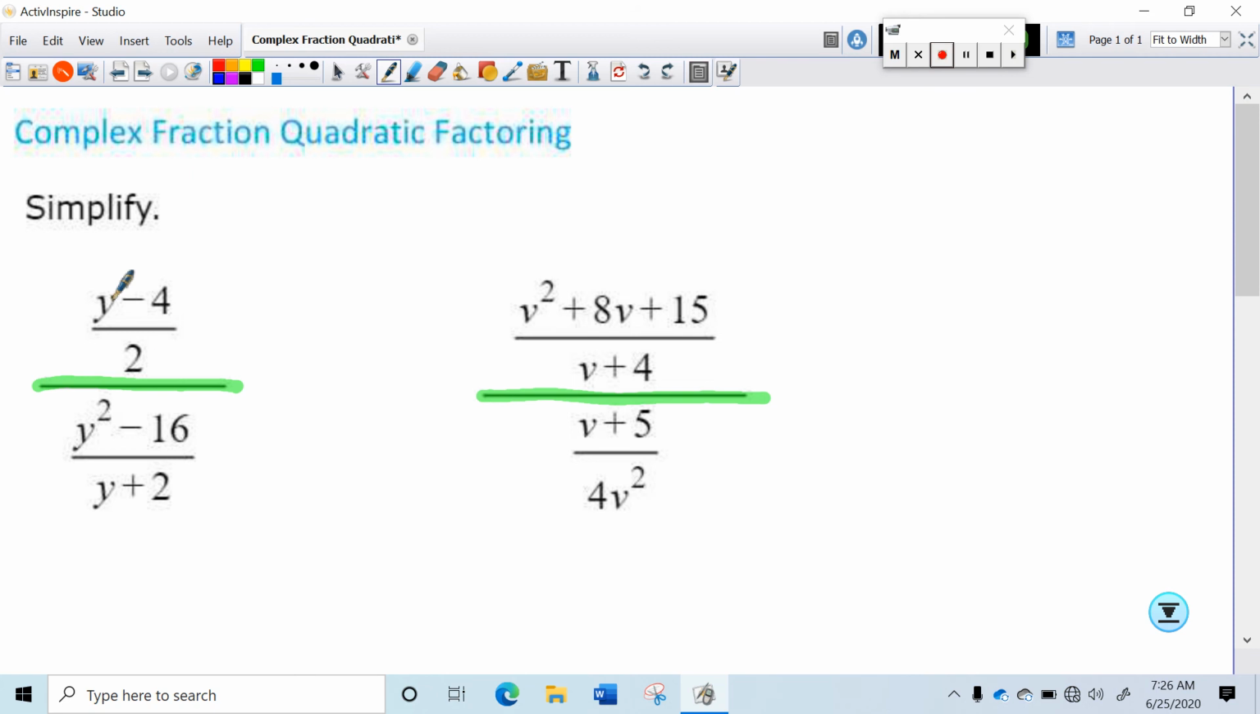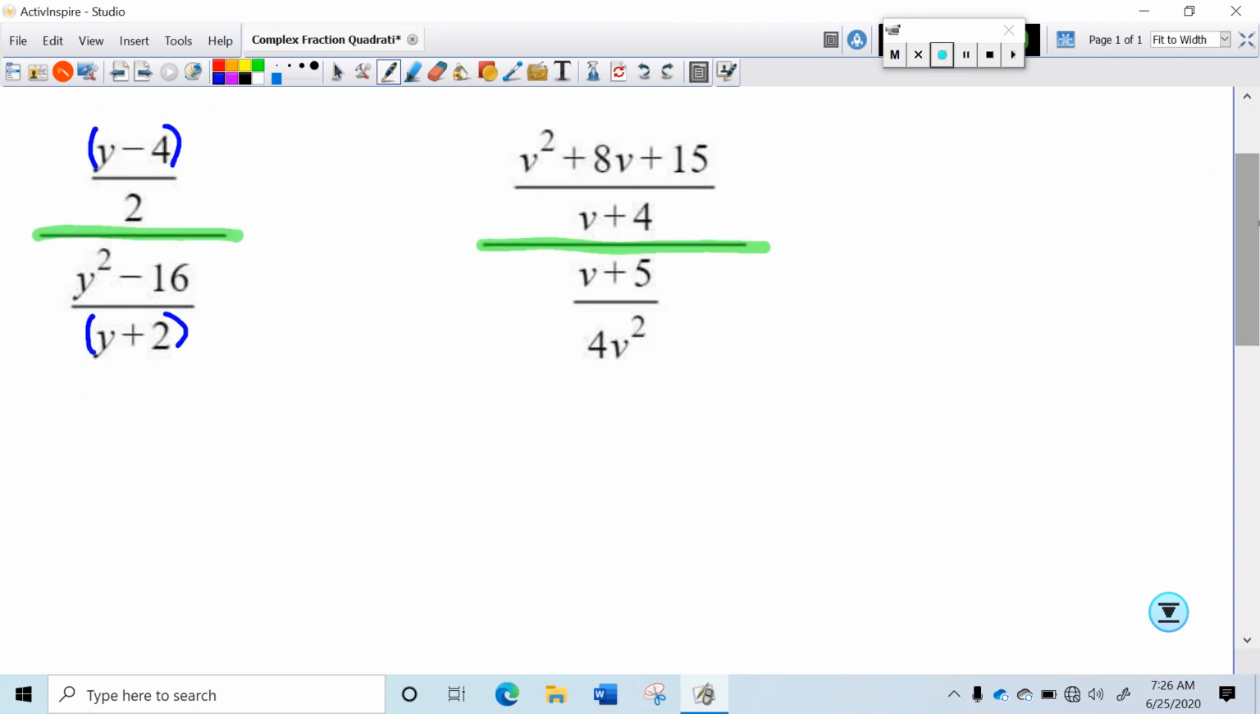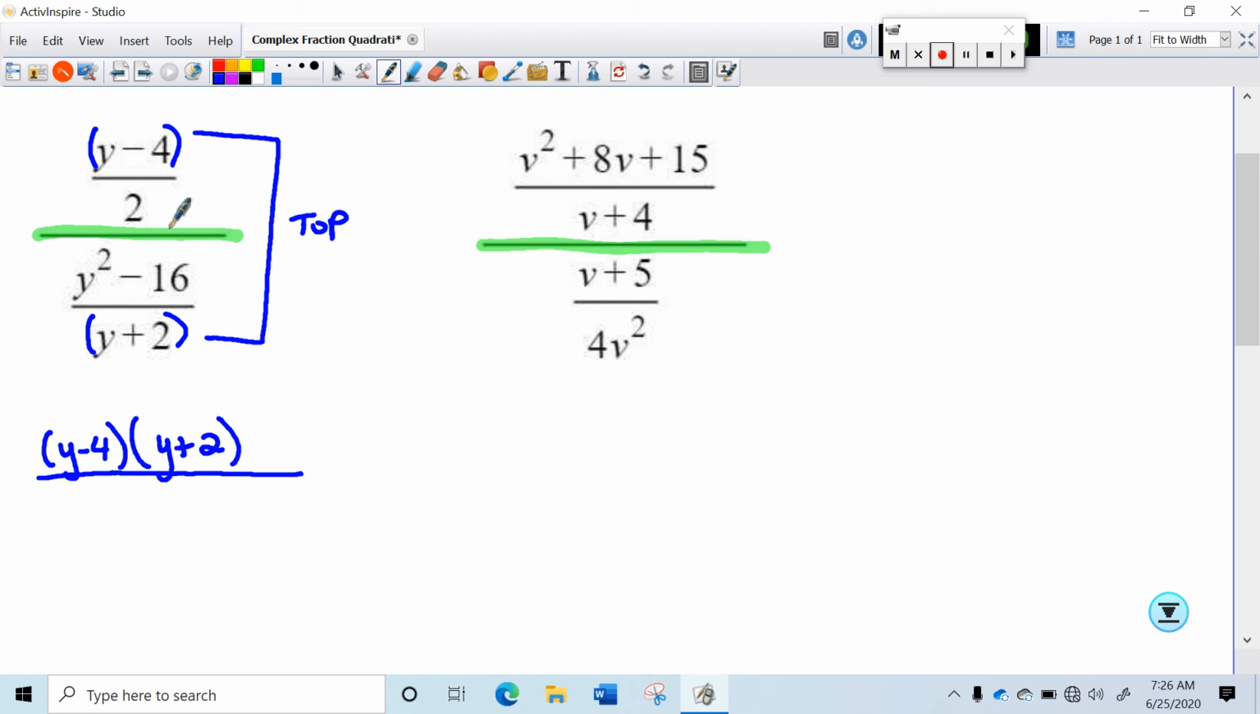Now I'm going to put my binomials in parentheses. These do take a little bit of work. I'm going to make a fraction bar, and everything that's on the outside is going to go on the top. So I have a family of y minus 4, a family of y plus 2. Everything on the inside, oops, I forgot to put that binomial in parentheses, goes on the bottom. So I have a 2 and a family of y squared minus 16.